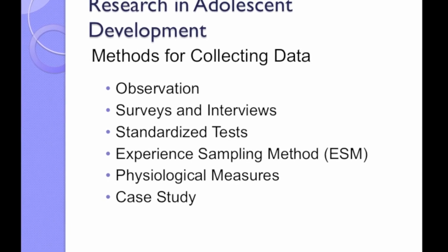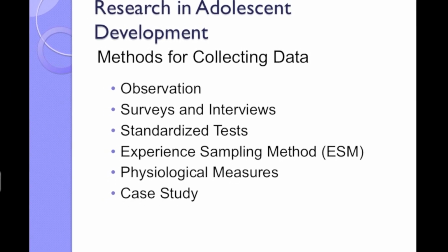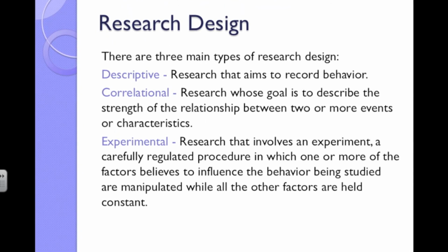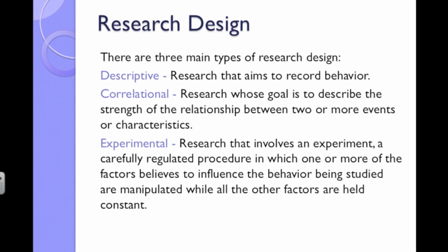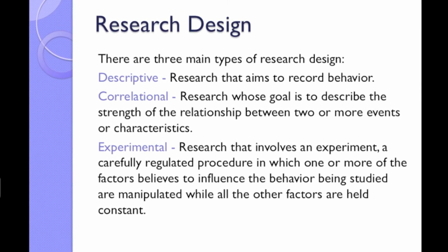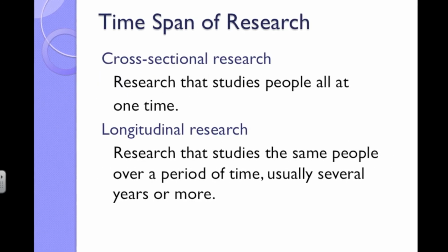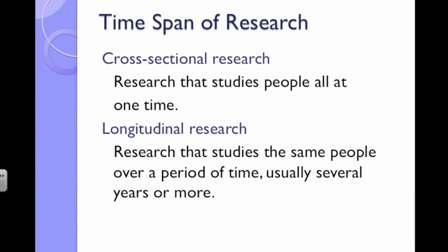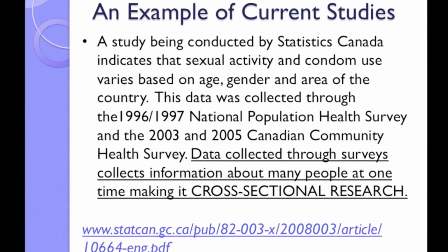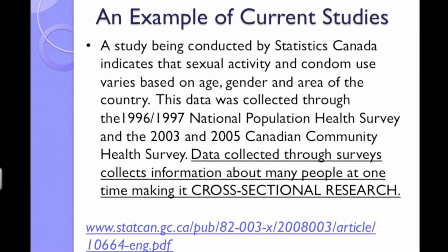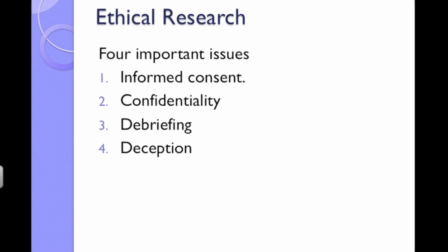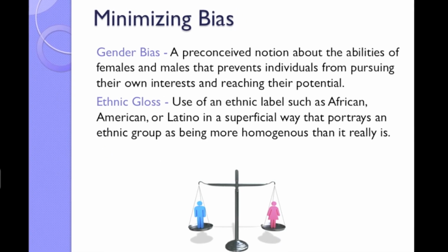Now here are some methods for collecting data for research in adolescent development. There are 3 types of research: descriptive, correlational, and experimental. Time span of research can vary. Check out our example of cross-sectional research in which surveys were used. It is important to conduct ethical research and minimize bias.